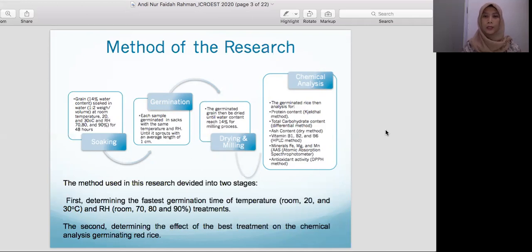The last step is chemical analysis. The germinated rice is then analyzed for protein content using the Kjeldahl method, total carbohydrate content using the differential method, ash content using the dry method, vitamin B1, B2, and B6 using the HPLC method, minerals using an atomic absorption spectrophotometer, and antioxidant activity using the DPPH method.